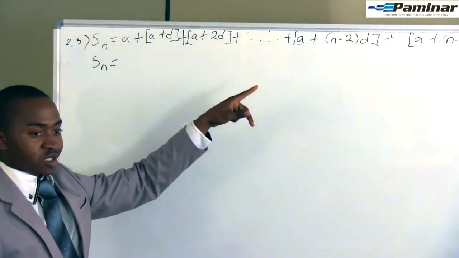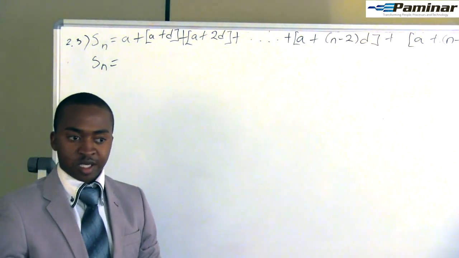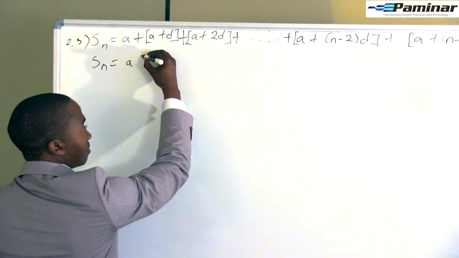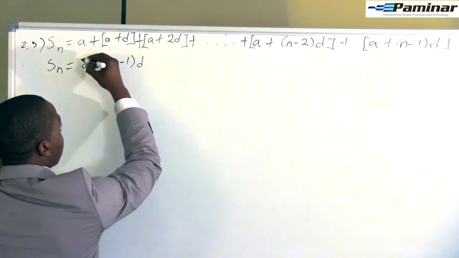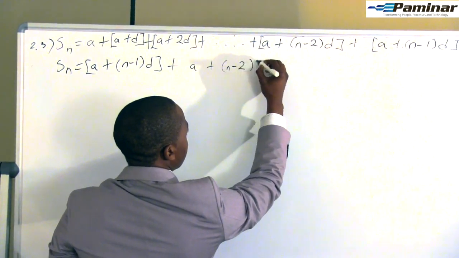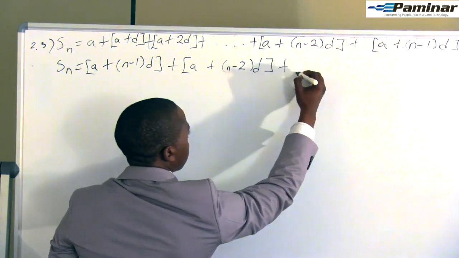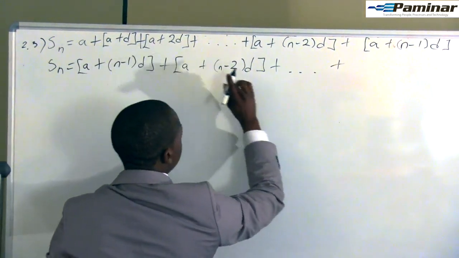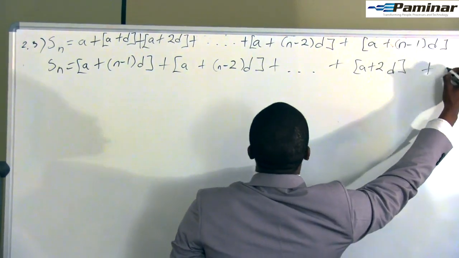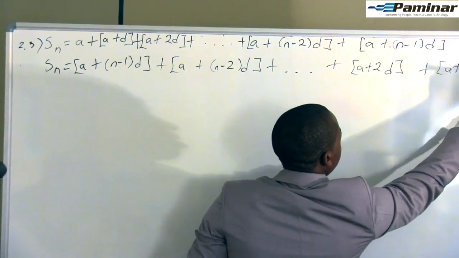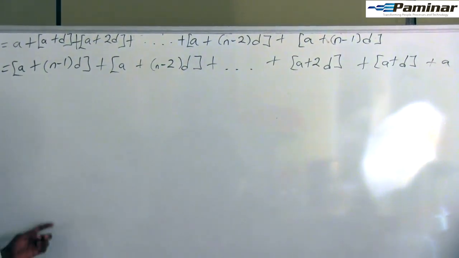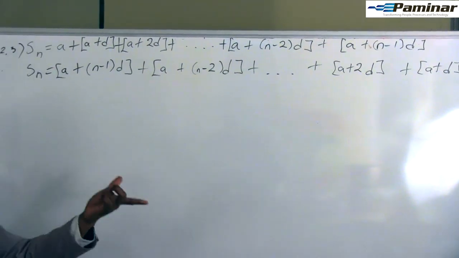What we're saying is that this equation, just like if you had 1 plus 2 plus 3, should be the same as 3 plus 2 plus 1, right? So we start from there. The summation of all n terms should be A plus (n minus 1)d plus this term, A plus (n minus 2)d, plus dot dot dot plus this row. Then that will be your A plus 2d plus A plus d plus A. So this is simple enough. I've just reversed the sequence.